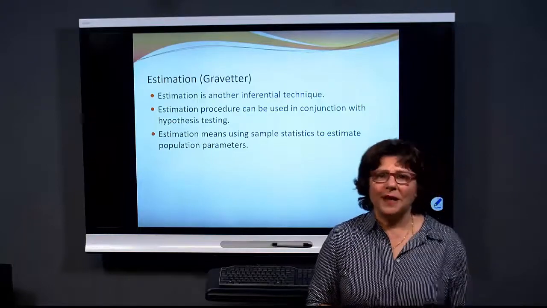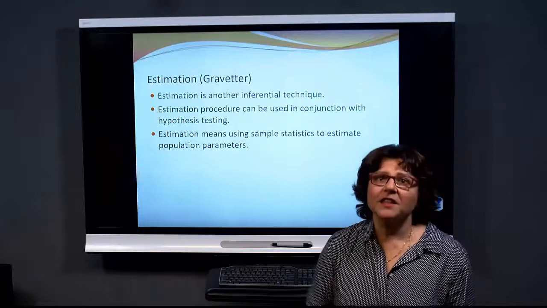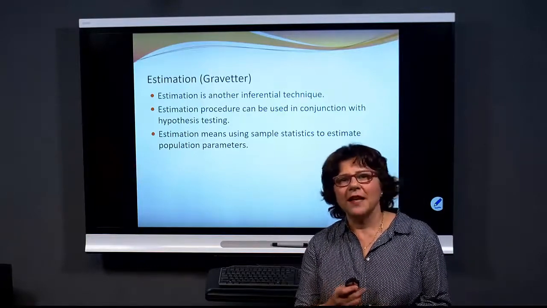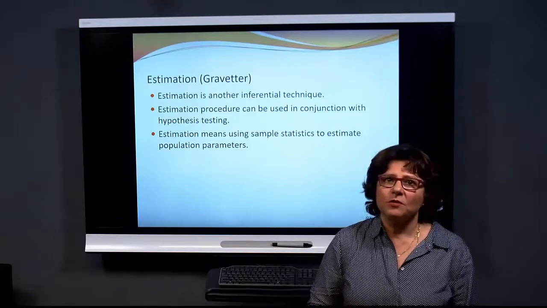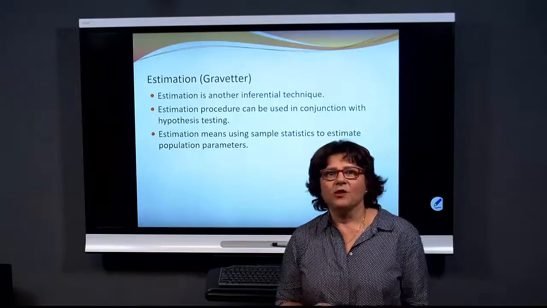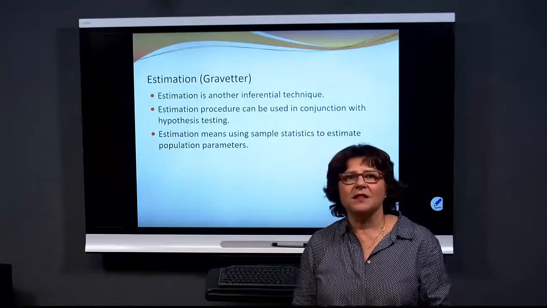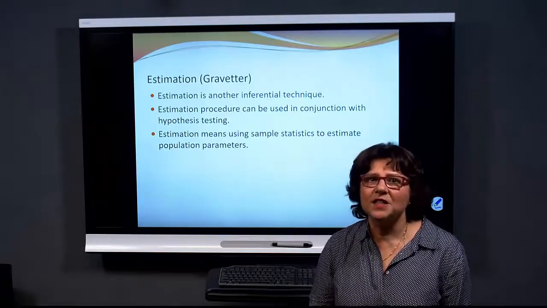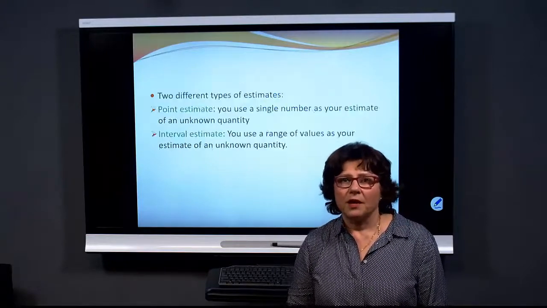We come to estimation. Estimation is another inferential technique, so rejection region, p-value method, and now estimation. And it can be used in conjunction with hypothesis testing. It's very important actually to have both in your papers, or when you read, you have to look at the confidence interval. Estimation means using sample statistic to estimate the population parameters.